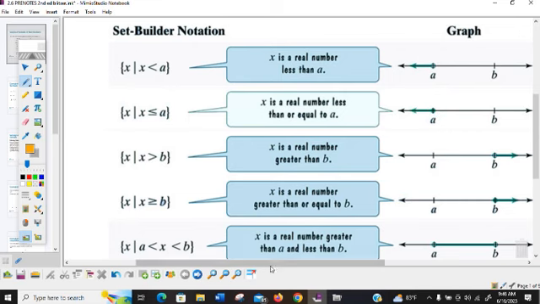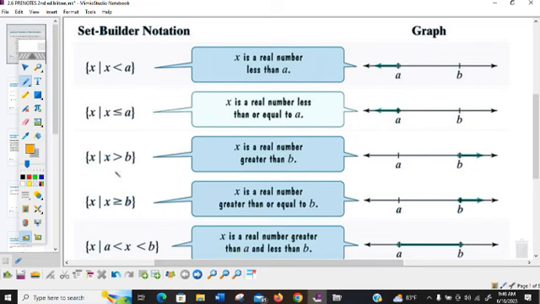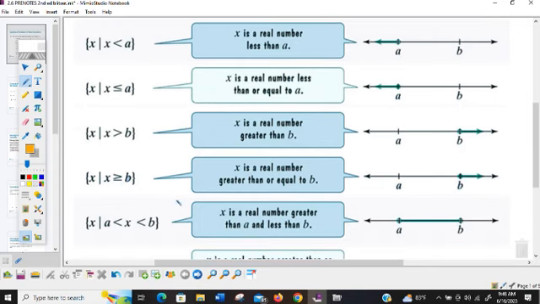Now the next one says that x is greater than b. So come over here to b, you put an open dot, and you follow the arrow, you shade to the right. This says x is greater than or equal to b. So over here at b, we have a closed dot, and it's shaded to the right. You always follow the arrow.